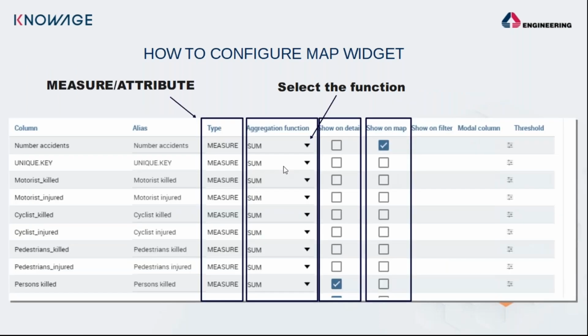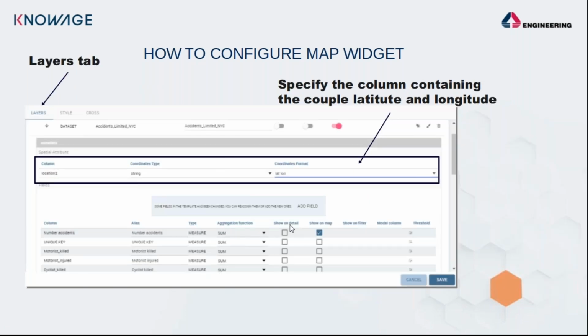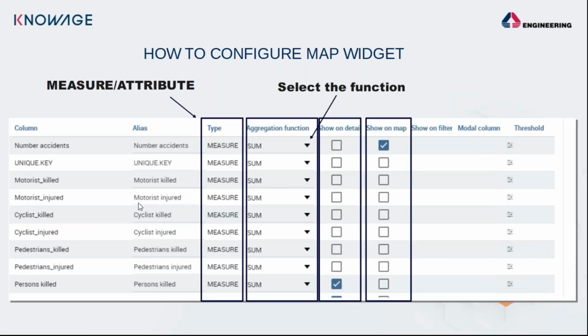Once you have selected this, right below you see all the fields contained inside your dataset listed. For each one you can choose which aggregation function you want to apply on the measures. You can also choose which measures or attributes you want shown on detail, meaning in a tooltip, which one you want shown directly on the map, and which one you want shown as a filter.